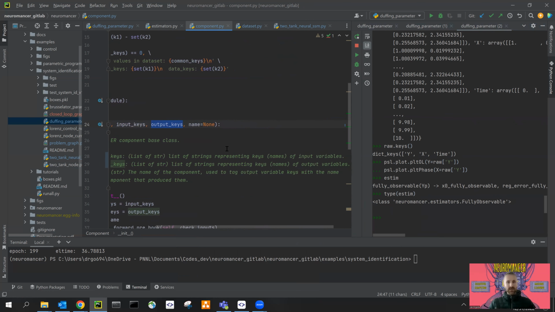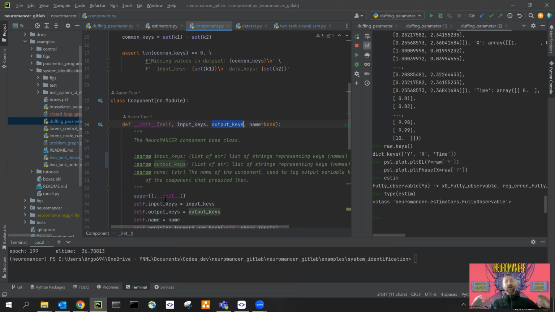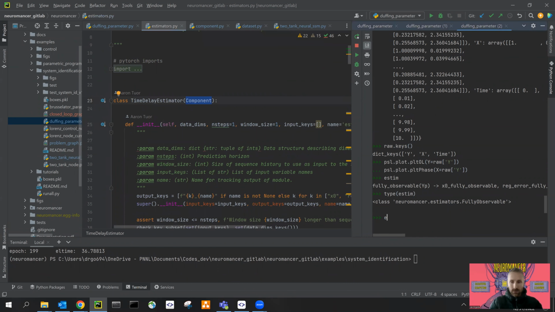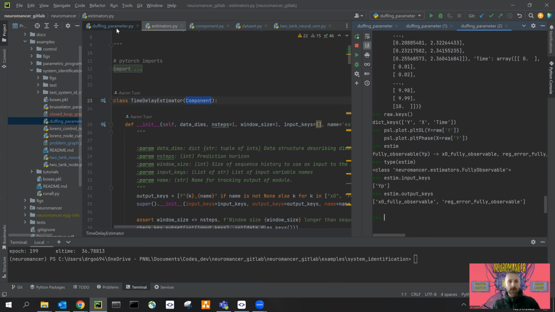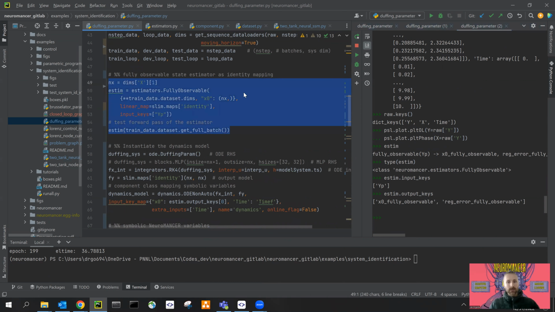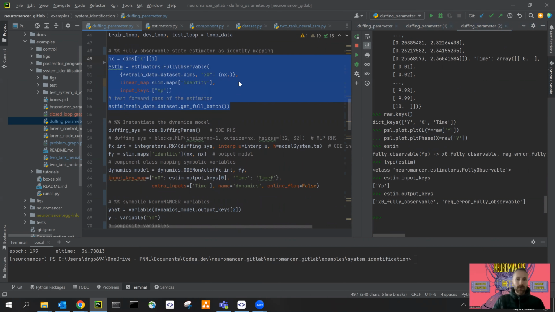So input keys represent string values of our input variables, and output keys represent string values of our output variables. So that's how we have this wrapper of the symbolic expressions on the top of torch NN modules. Okay, so that's what is estimator, and as each component, it must have input keys that are going to map to the output keys. So that's what is in making it as a component, symbolic component in the NeuroMANCER differentiable graph.